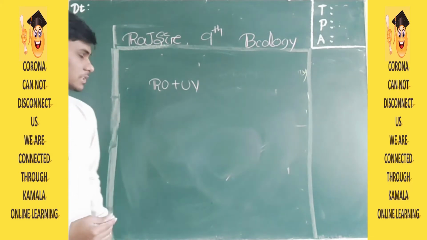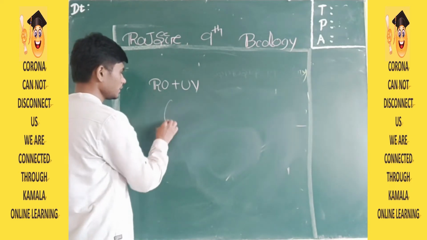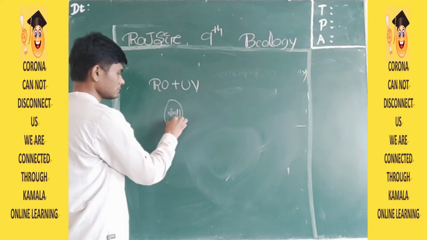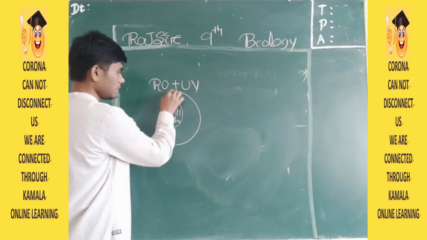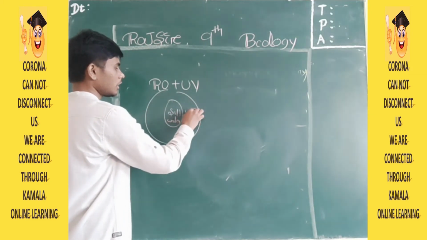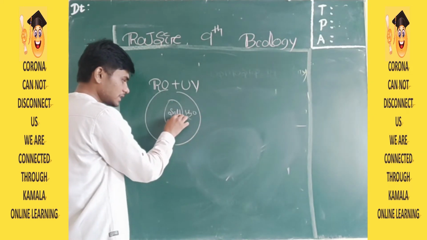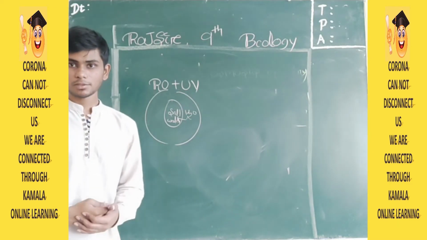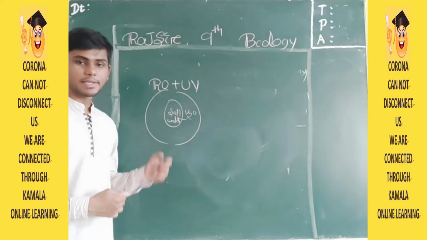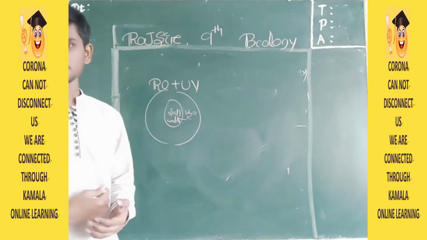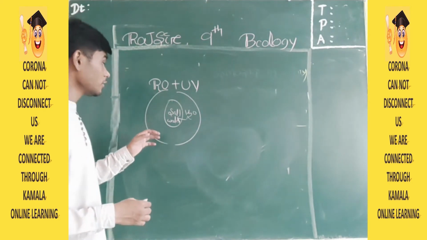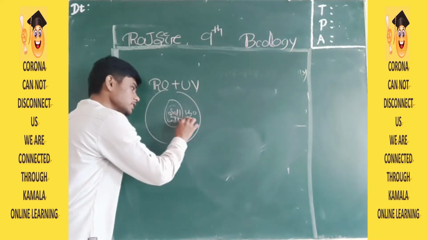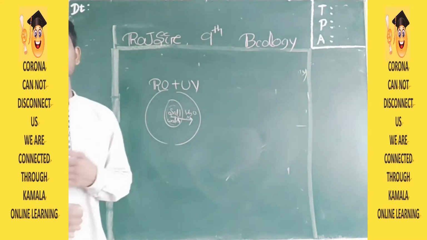What is this reverse osmosis? Usually, suppose salt water is here and water is outside. Now what will happen? The water will come inside, as we have discussed, right? Here, what will happen is that the salt-dissolved water must go out. This is called reverse osmosis.